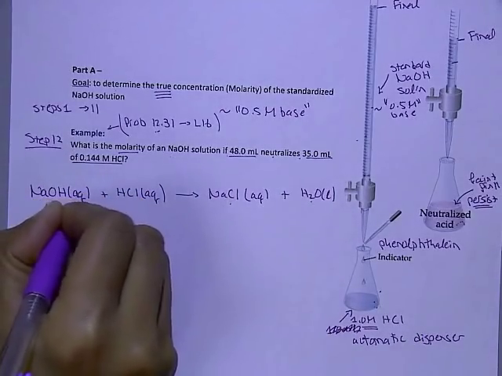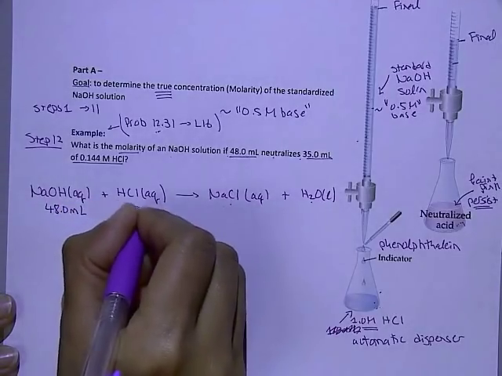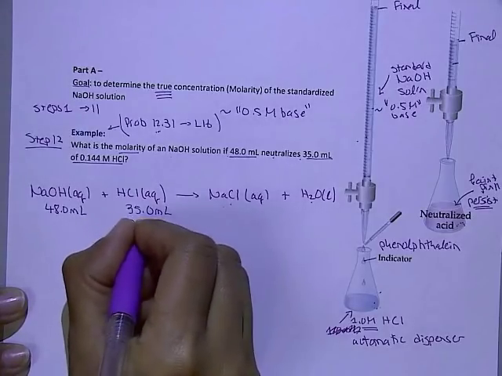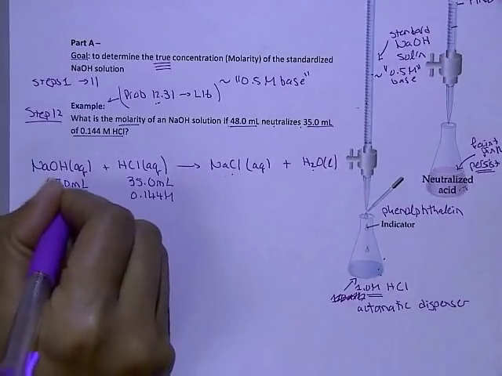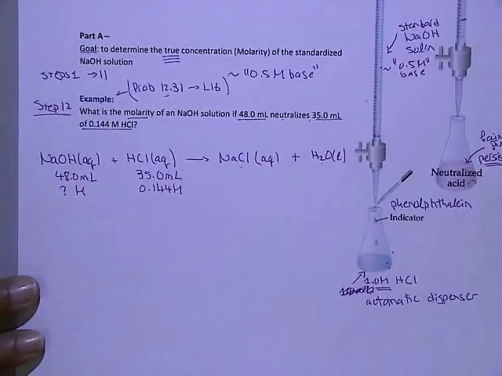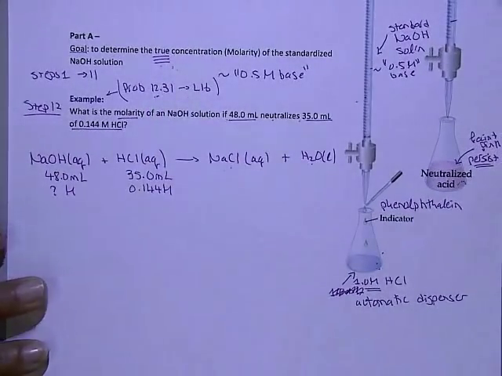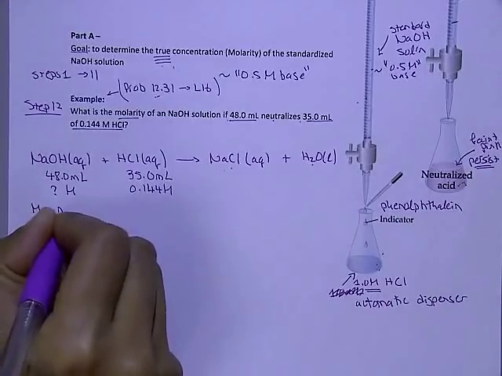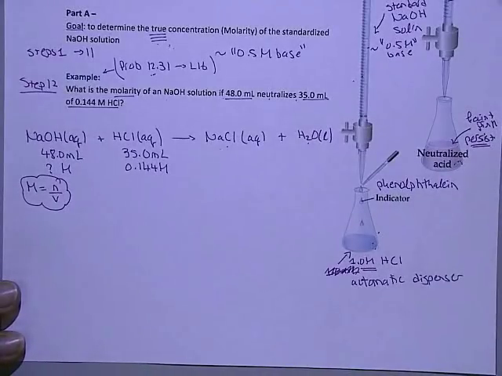The problem tells us we use 48.0 mL of sodium hydroxide to neutralize 35.0 mL of hydrochloric acid, and the concentration of hydrochloric acid is 0.144 molar. We're asked to find the molarity of sodium hydroxide, the true molarity, which is exactly what the goal is for part A in your lab. So remember, molarity is moles over volume. You guys should all be experts at this point.